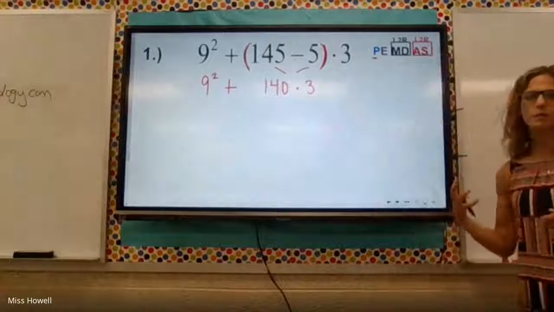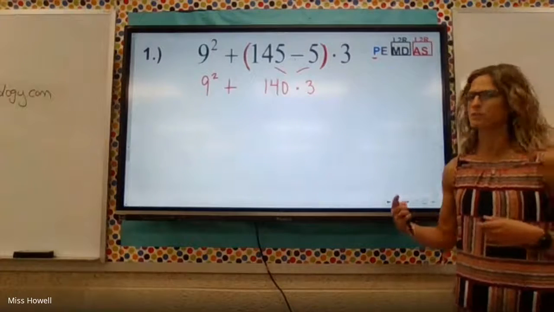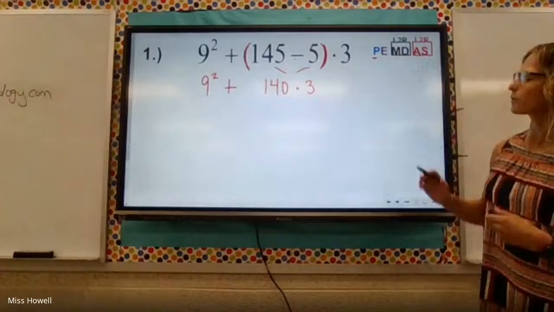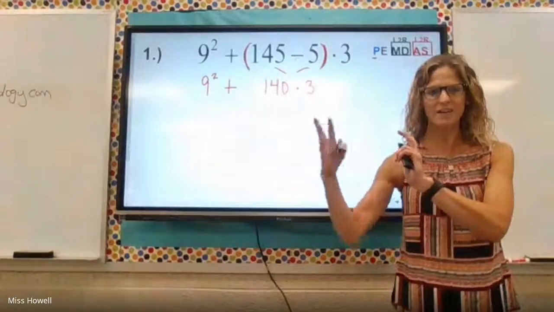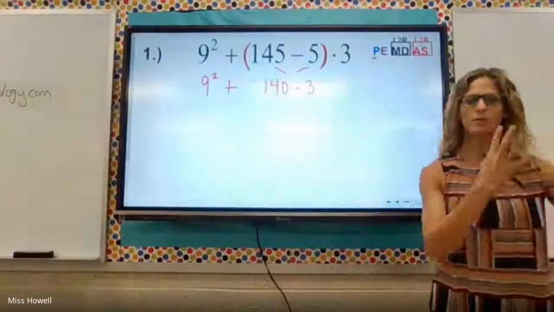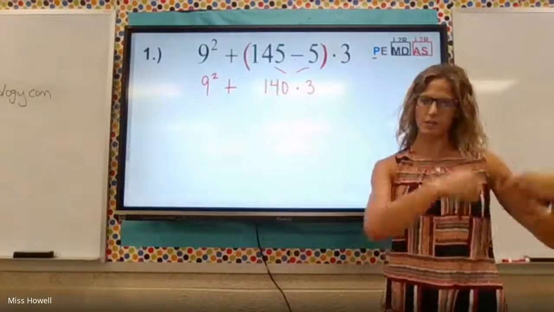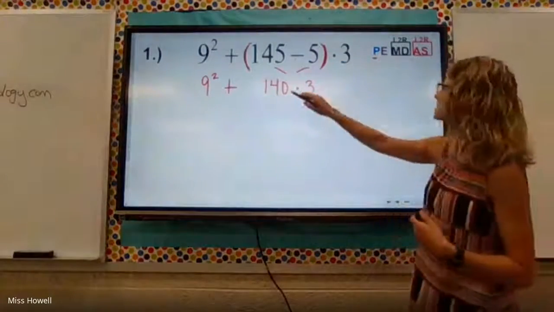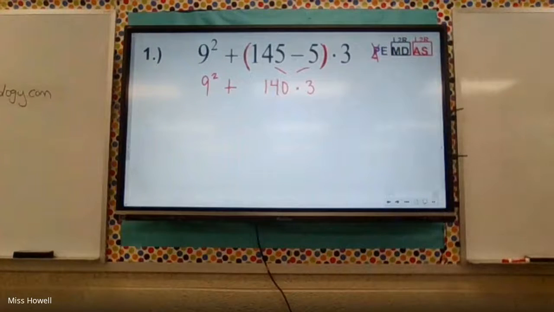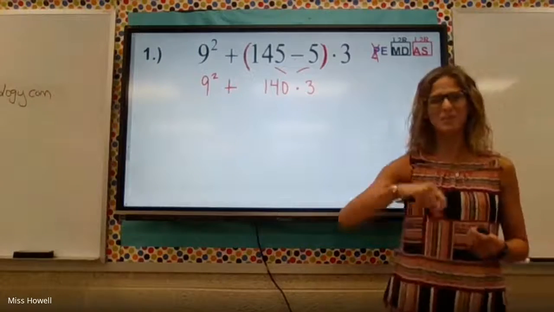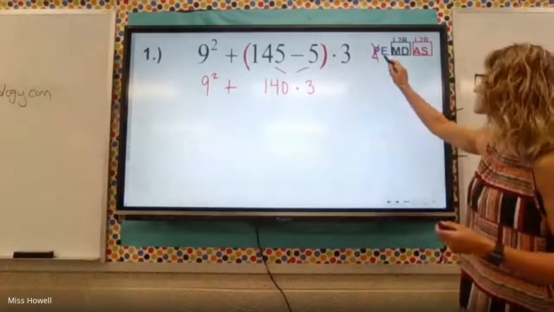All right. If there were more than one set of grouping symbols, we would use that same left to right rule. And we would do the set that's further to the left, everything inside of it, get rid of it, and then we would go to the set that's further to the right and do everything inside of it. In this case, there's no other grouping symbols, so we've eliminated P for parentheses or grouping symbols. Now we're looking for anything that is a power, or something that has a base with an exponent. That's what this letter E stands for.